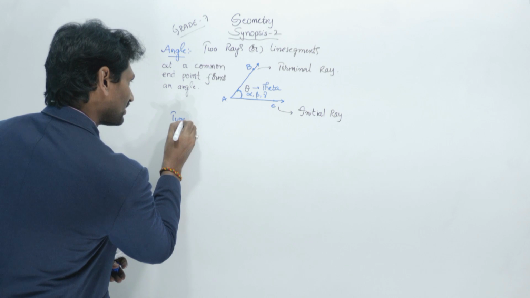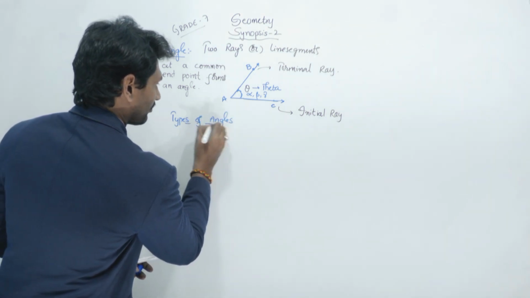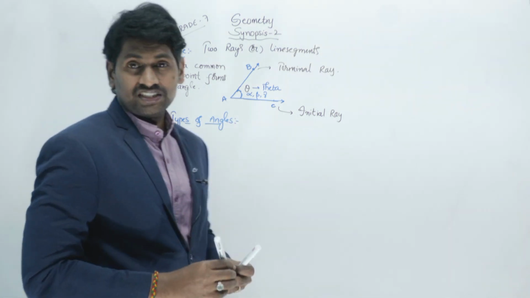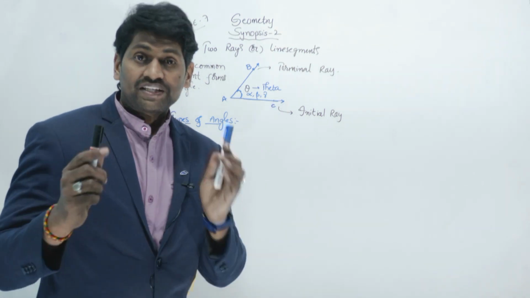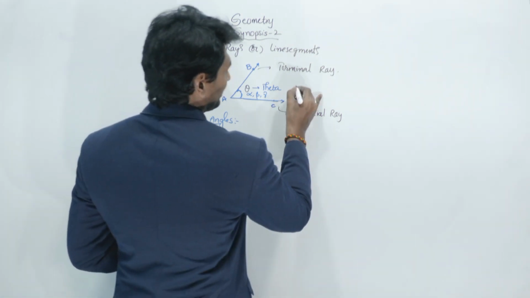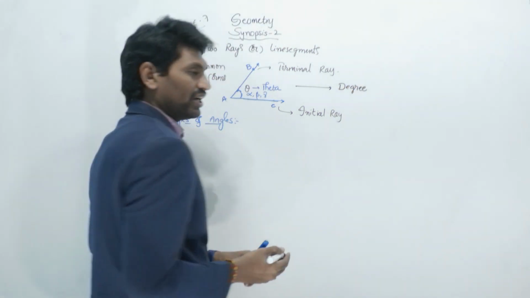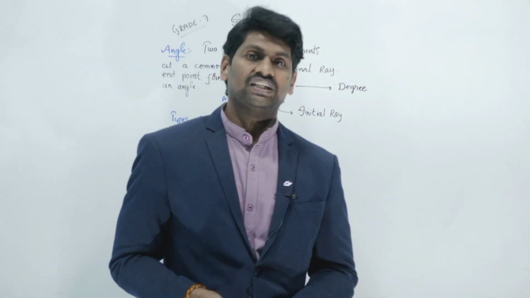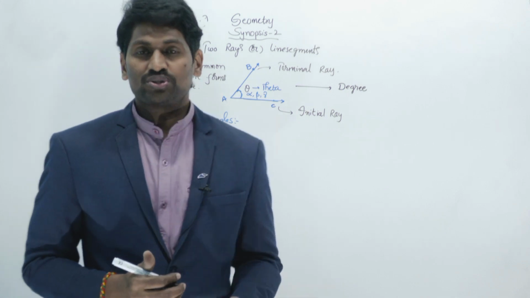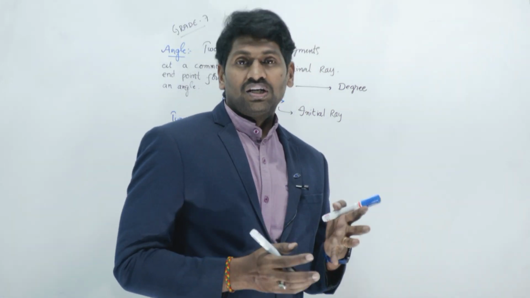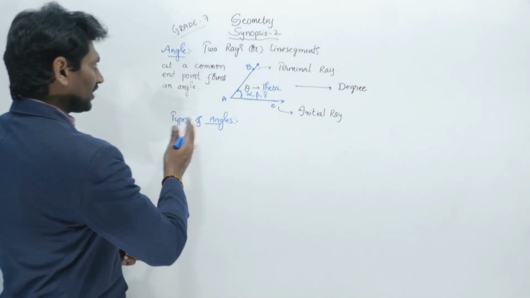Types of angles. We discussed that the angle is represented with the symbol theta and the measure of an angle is in degrees: 1 degree, 2 degrees, 30 degrees, 60 degrees, 90 degrees, 120 degrees, whatever. So the measurement we always convey in the form of degrees. Now, types of angles.